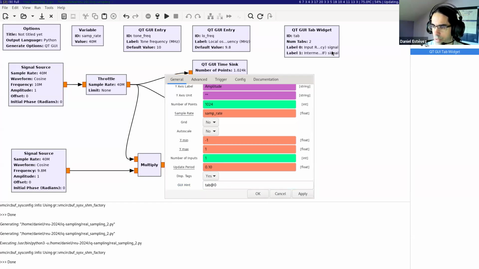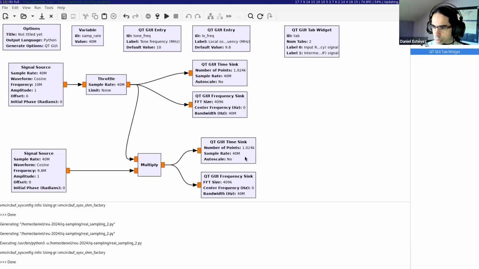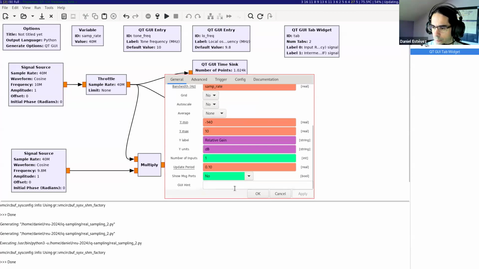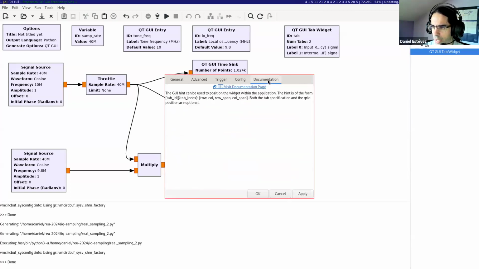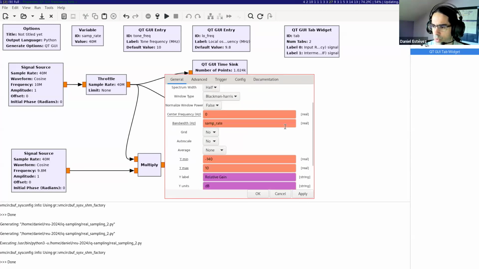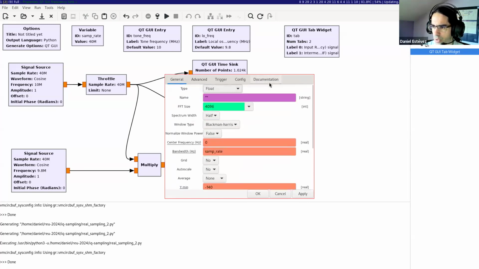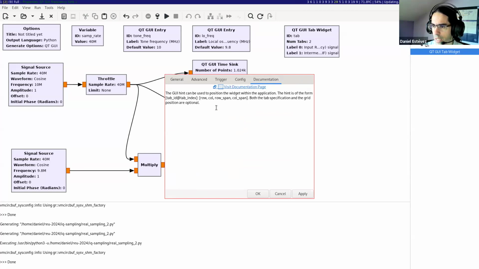So label 0 is the first tab. I use tab at 0 for the first tab. This is in the documentation, by the way. I don't know if I have shown the documentation, maybe not, so I should do that. For many of the blocks, if you go to this documentation tab, there is a link which says visit documentation page, and you can click on it, and it will open on the web browser.